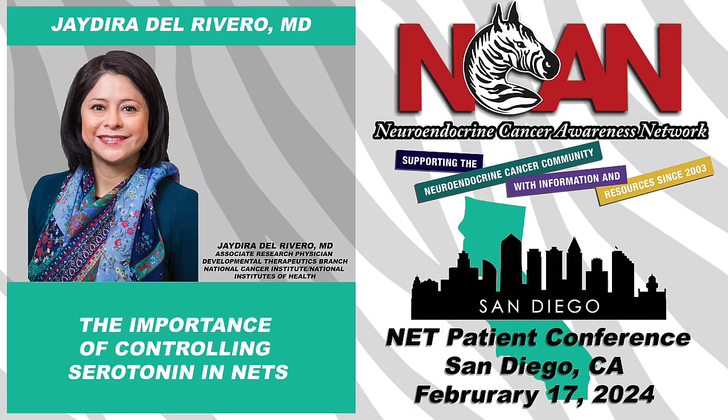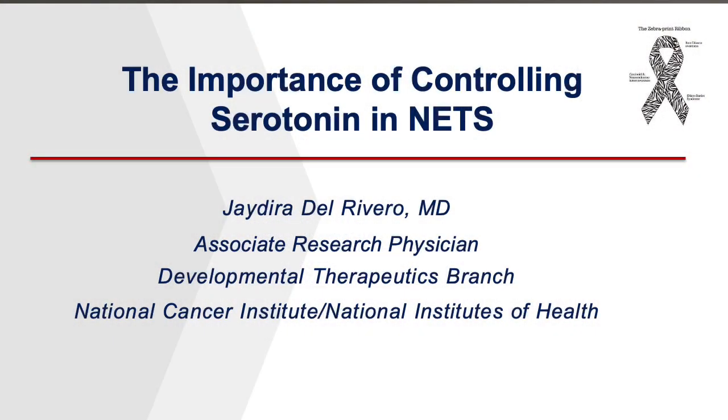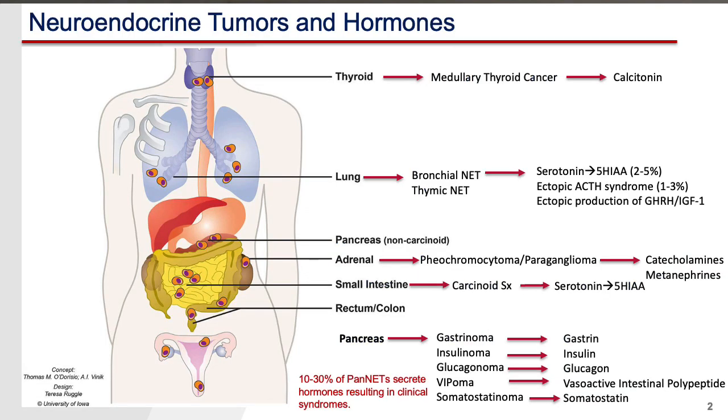Well, hello again. So now we're going to discuss the importance of serotonin excess and also the complications or the conditions that can happen when there is an excess of serotonin and what that means. This is a slide that I showed you earlier. So as we know, neuroendocrine tumors can be anywhere in the body. And depending on where they are, they can also secrete a series of peptides or hormones, and based on that, they can have very different clinical manifestations.